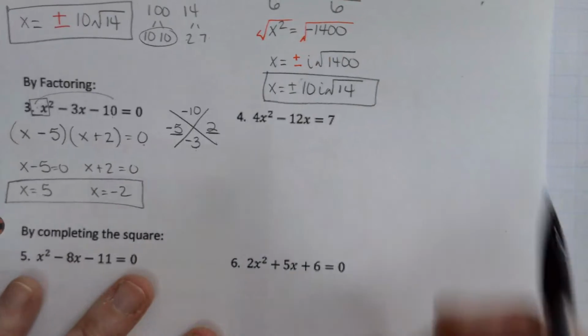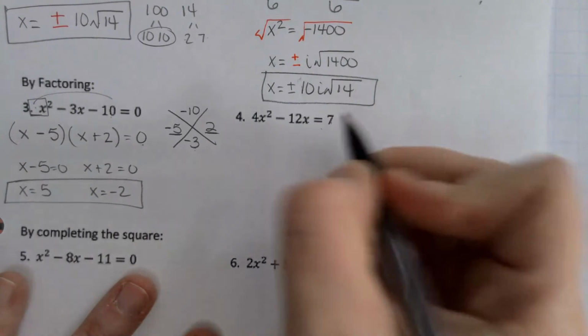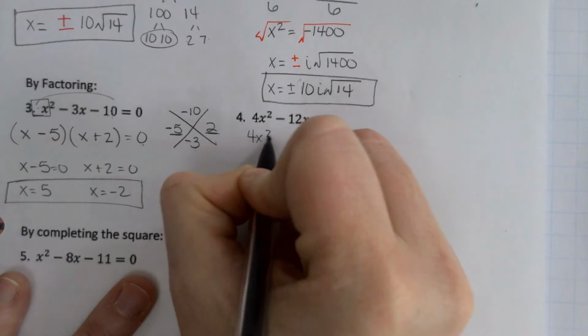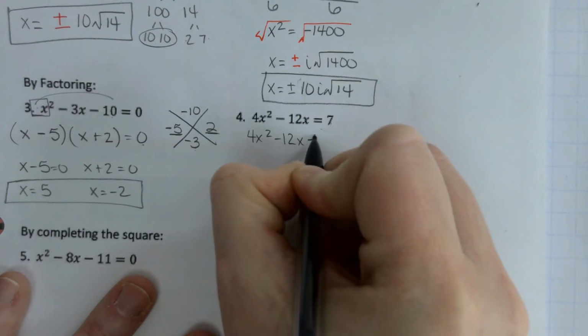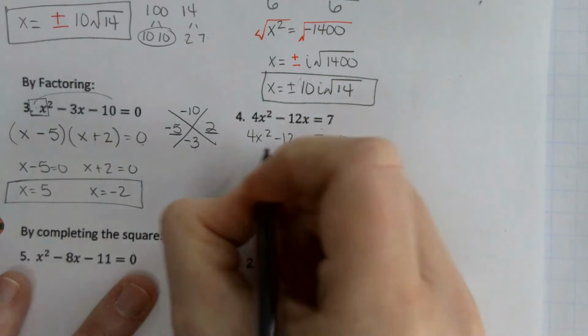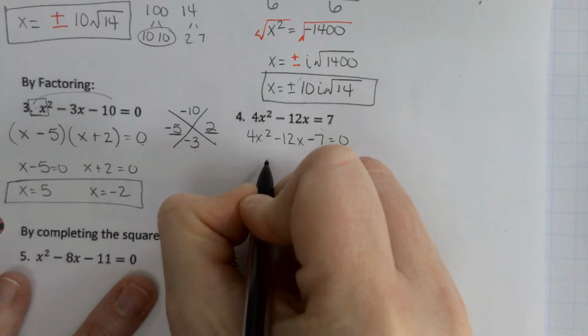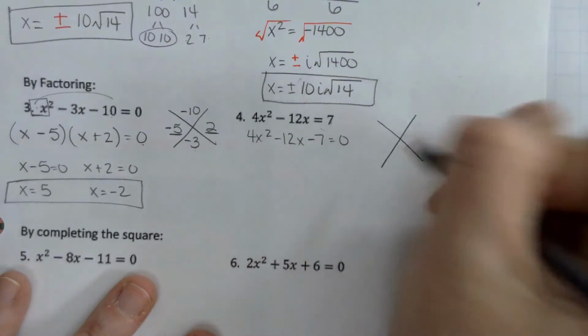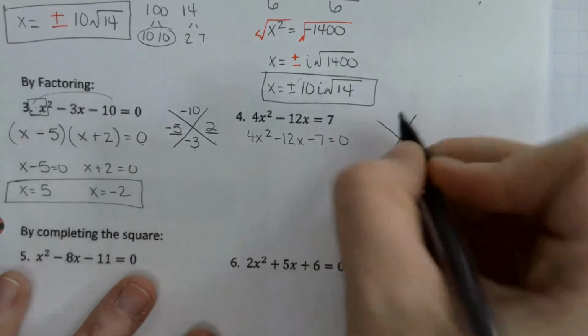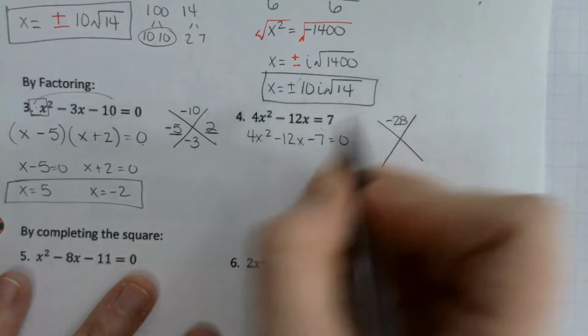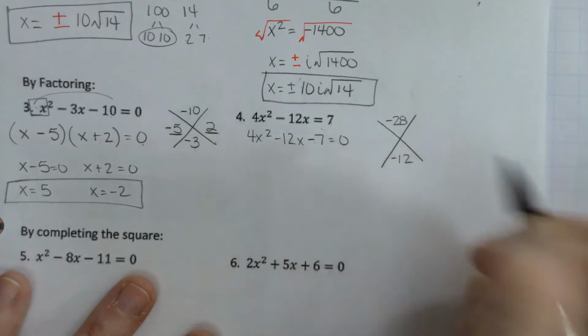This next one, we need to move over 7 so we can have it equal to 0. So I'm going to have 4x squared minus 12x minus 7 equals 0. Four times negative 7 is negative 28. Remember, that's a times c. That added to be negative 12.